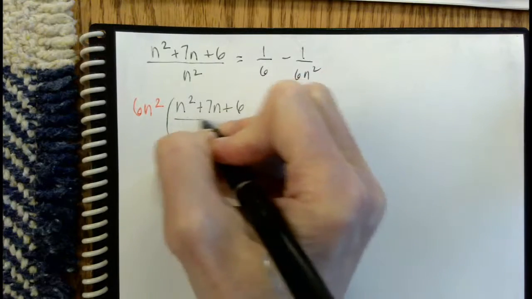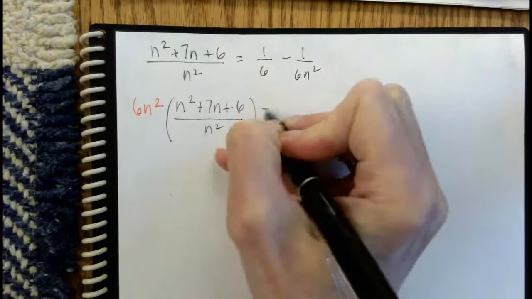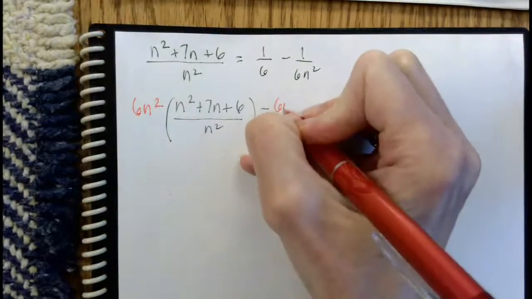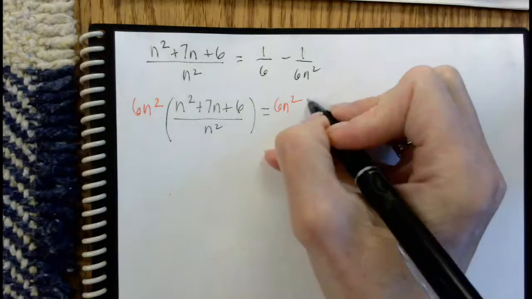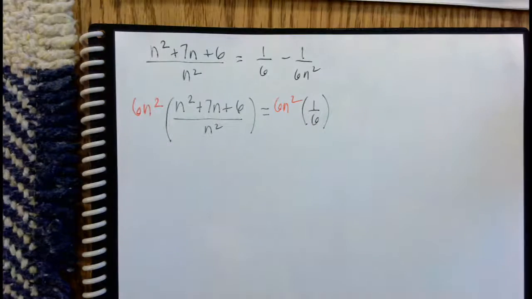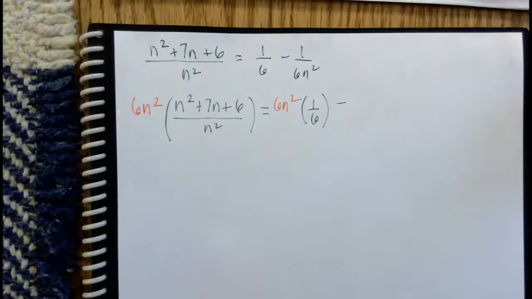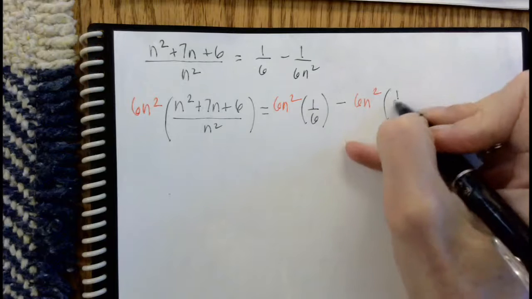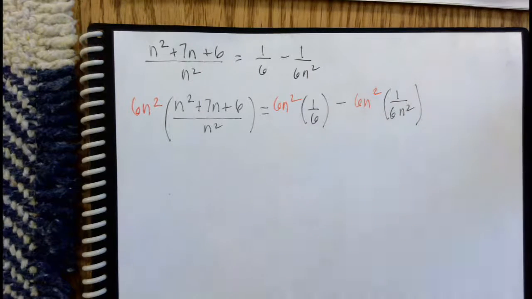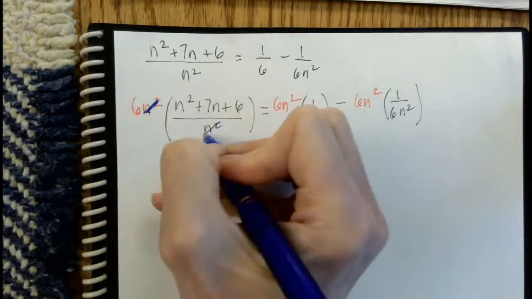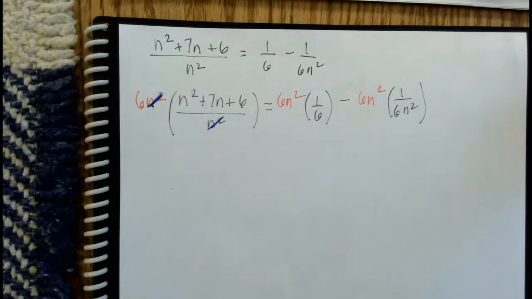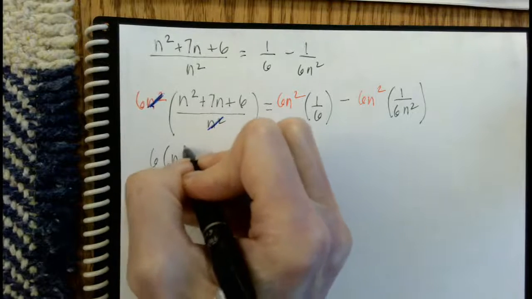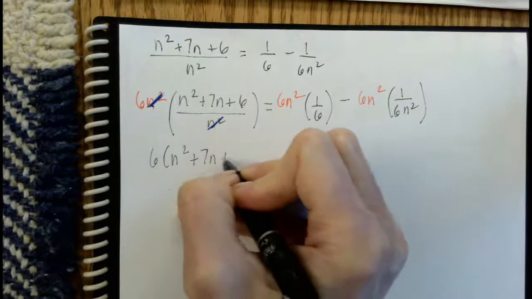So we're going to take 6n squared and multiply it by this fraction. We're going to take 6n squared and multiply it by 1/6. And we're going to take 6n squared and multiply it by our last fraction in this equation. And finding the common denominator allows us to cancel out the fraction. For instance, the n squareds cancel out in this, and we're left with 6 times n squared plus 7n plus 6.